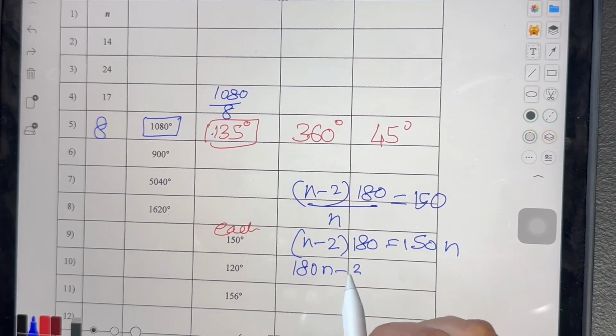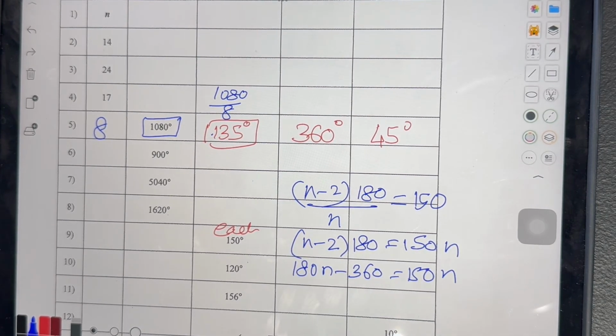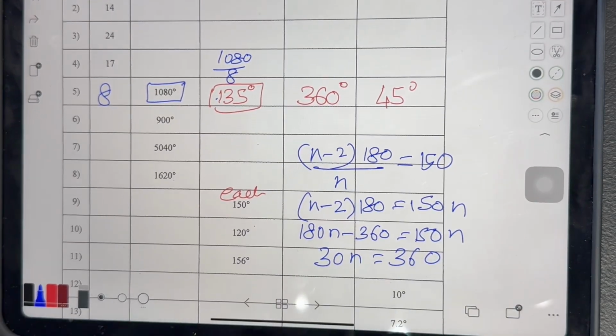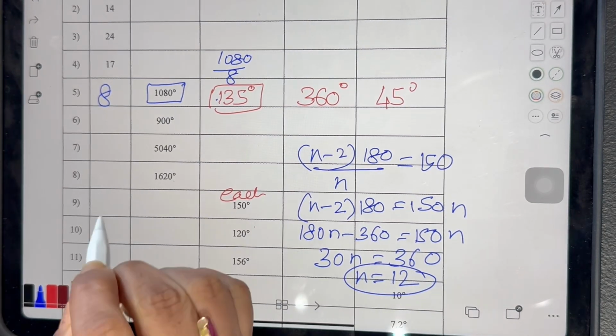180n minus 360 is equal to 150n. Subtract 150n from both sides. What will you get? 30n is equal to... and add 360 to both sides. So what is your n? It's clear math, simple algebra. So n is equal to 12. So the number of sides, you got it. The number of sides is 12.